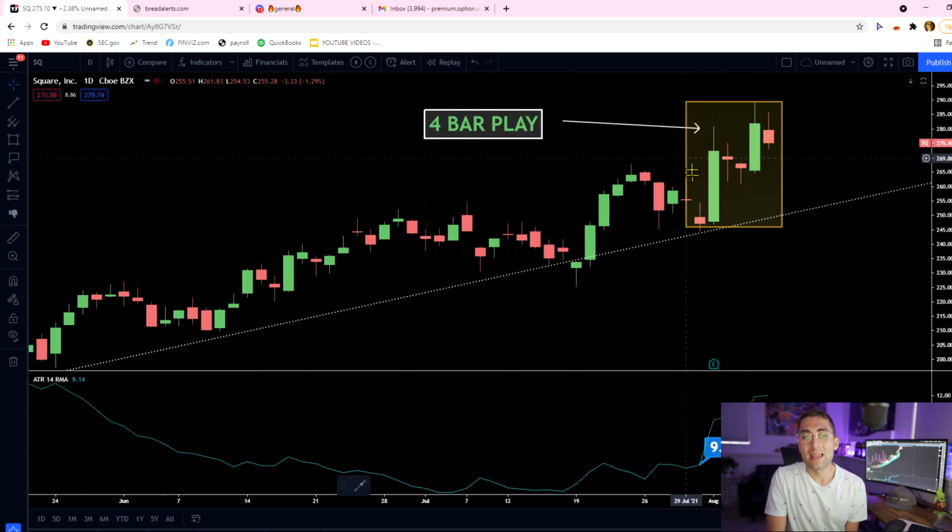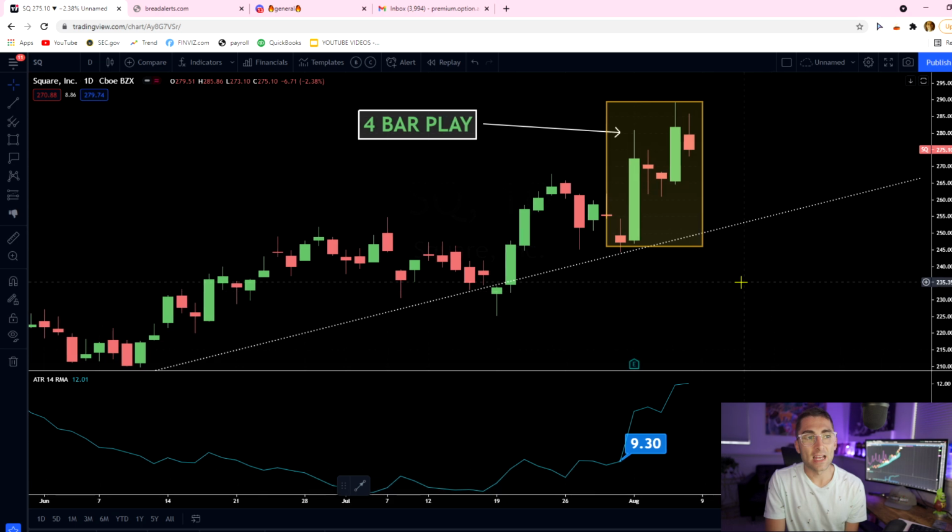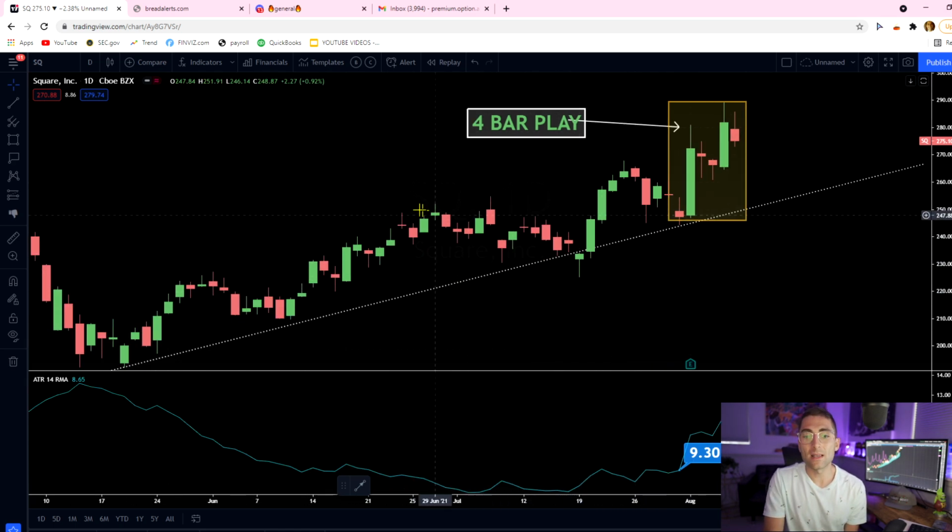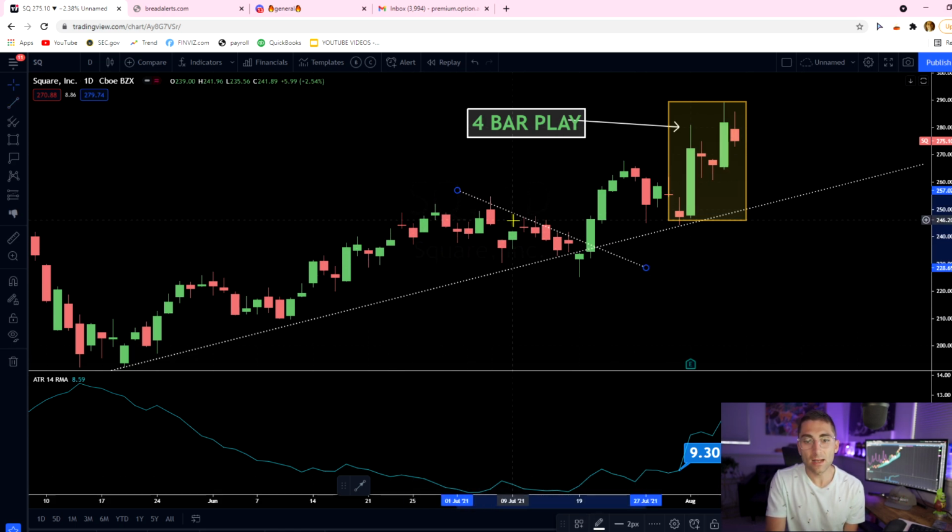So again, we want to have an ATR 4 times the current one on that bar. So that's the first criteria of the 4-bar play. As you can see right here, 9.3, this current bar is a $33 move. So we want something breaking out from the current range. You can see in the past, this was consolidation.